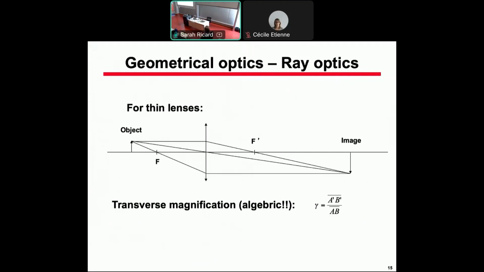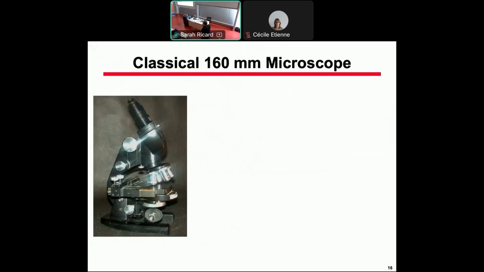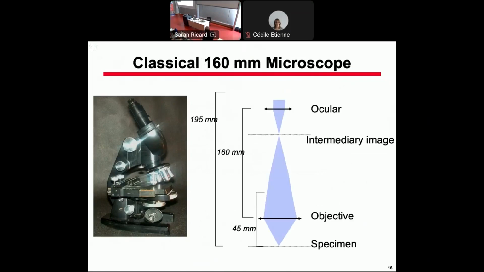So get back to the basics: if you have a lens, focal points, just ray trace. If you go through the middle, if you are parallel, passing through the focal point, and so on, you can quantify magnification. That's theory. It works. That explains the microscope. This is a kind of microscope everybody should have at one time. The so-called 160 millimeter microscope, which is the low-cost model.